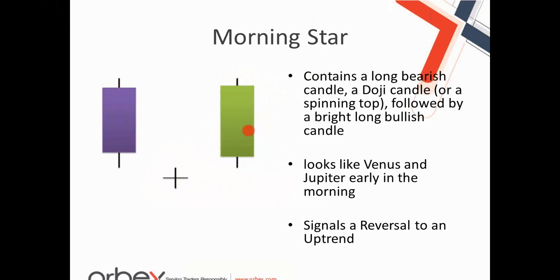The reason why it is called a Morning Star is that traders believe it looks like Venus and Jupiter in the early morning, because it kind of looks like a star. All right, whatever works for you. If you want to call it the Morning Star, that's great. If not, call it whatever you like. Just know that a bearish candle followed by a doji followed by a bullish candle is a bullish reversal indicator. Okay?